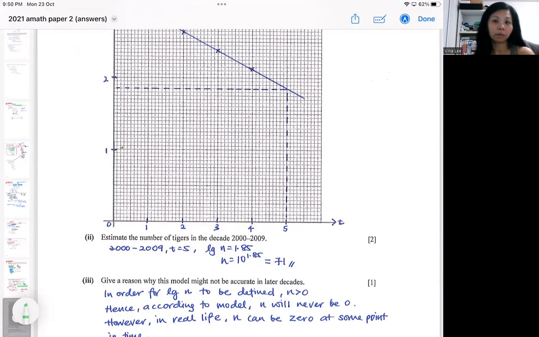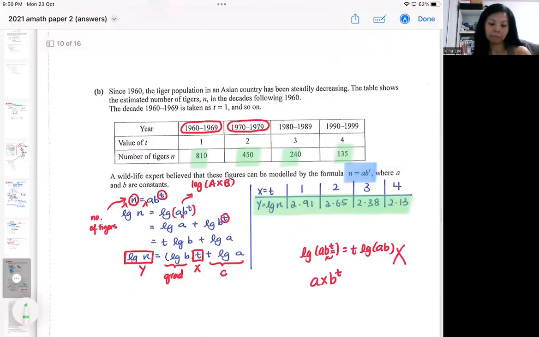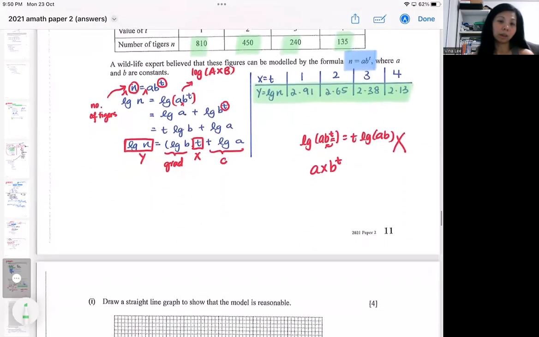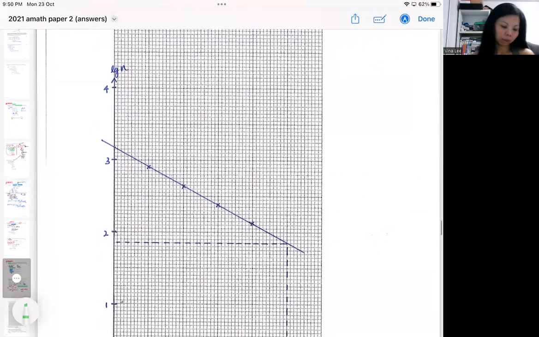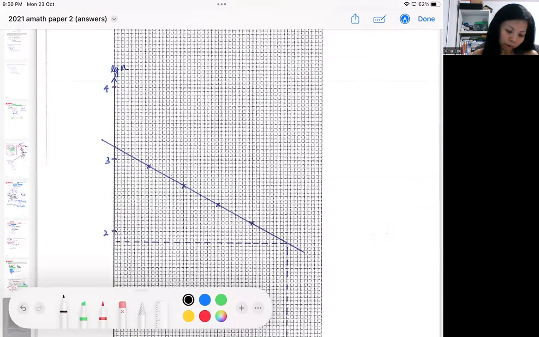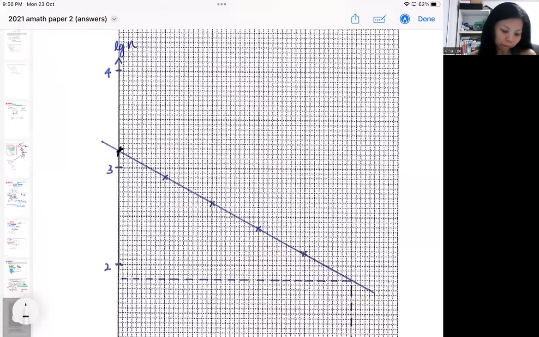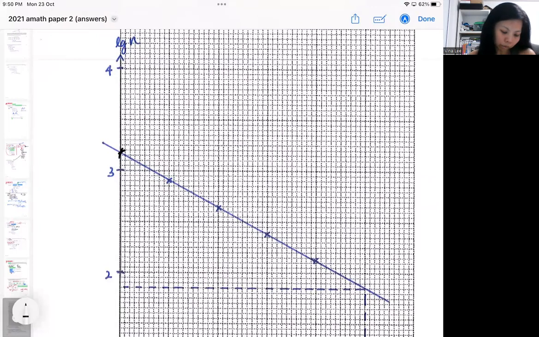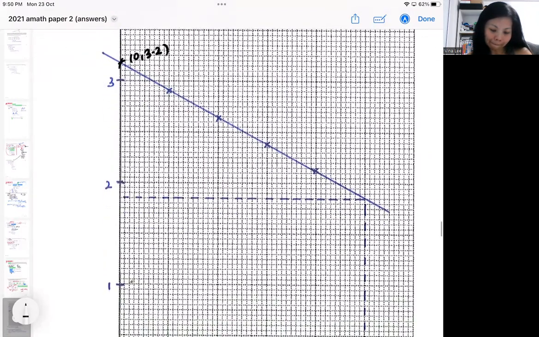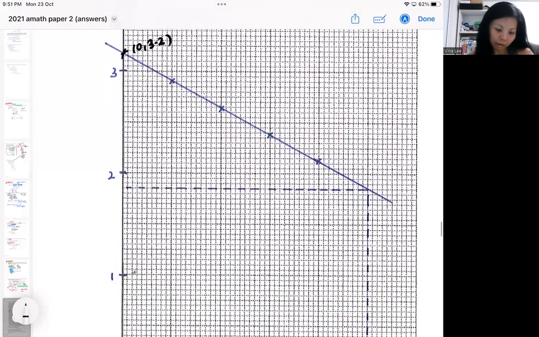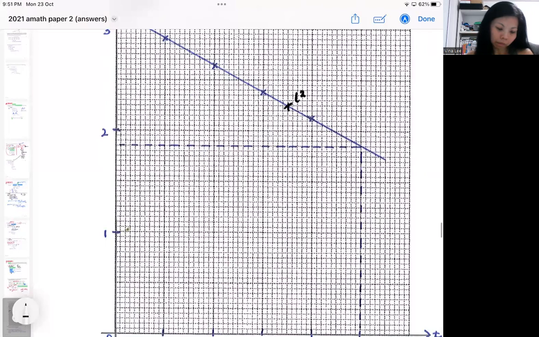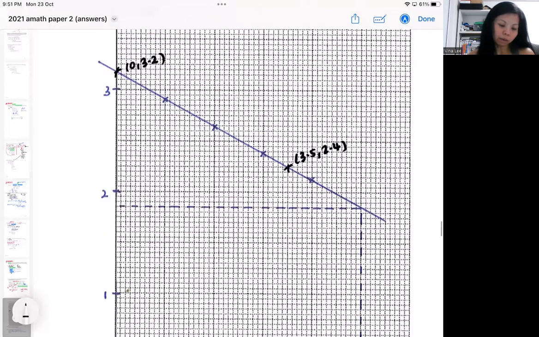In this question, you are not asked to find the value of A and B. Strangely, this question never asks you to find A and B. But if you need to find your A and B, you will need to take 2 points. I think this one is a 3.2. So you get 2 points, something that's easy for you to read. Get 2 nice points.